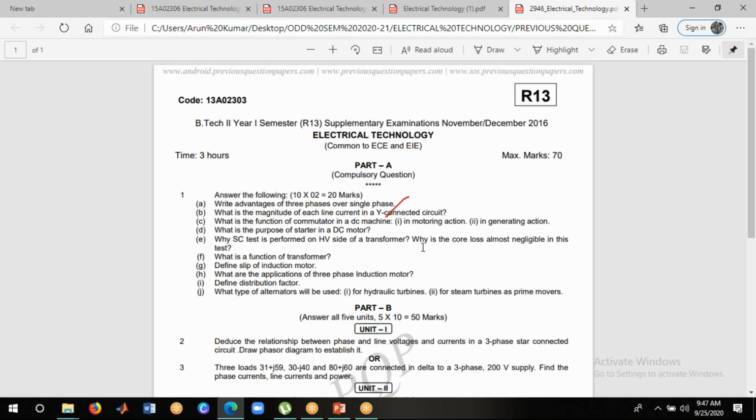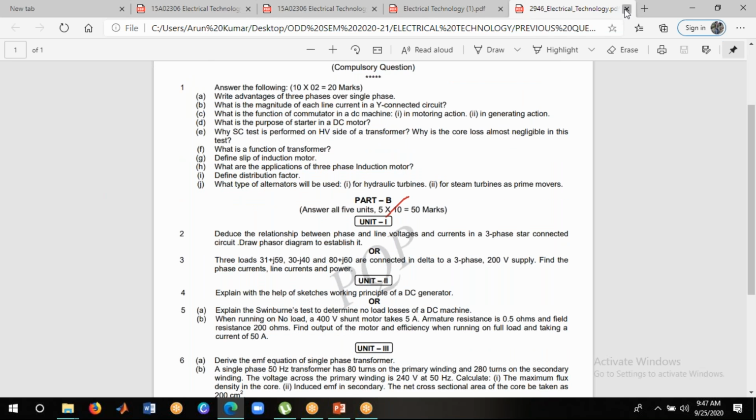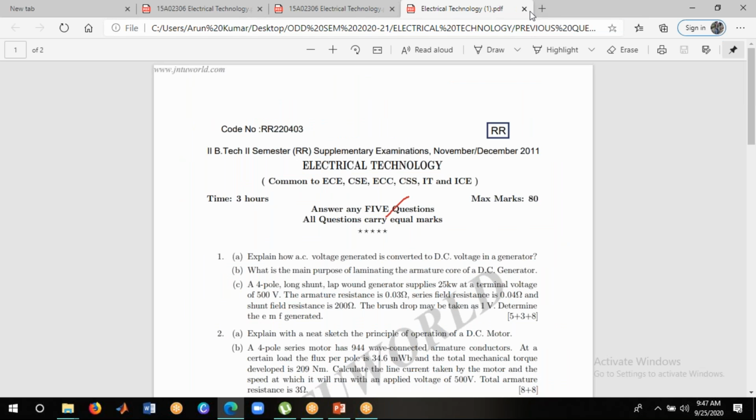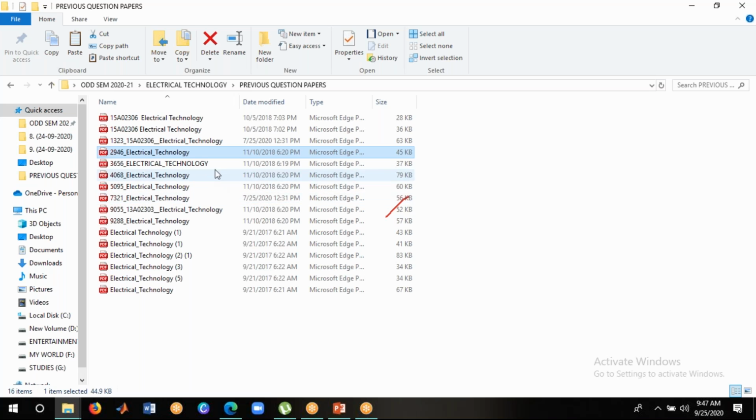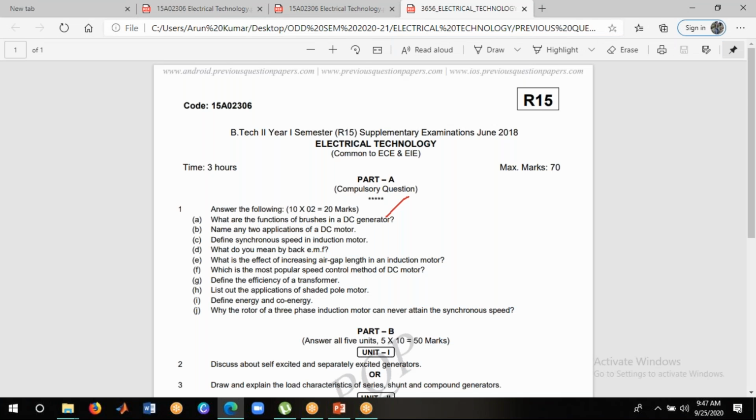Here it is a different syllabus when compared to your present syllabus. This is the R15 regulation 2018 paper.